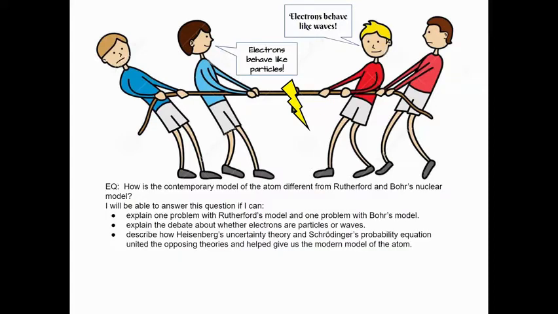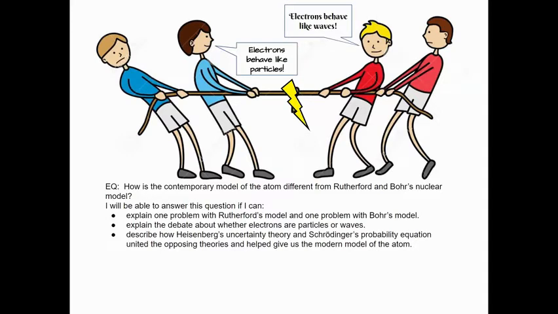So by the end of the lesson today, we'll be able to look at how the contemporary model of the atom is different from Rutherford and Bohr's nuclear model. That's the one that we pretty much ended with. And we'll be able to answer the question if we can explain at least one problem with Rutherford's model and one problem with Bohr's model.